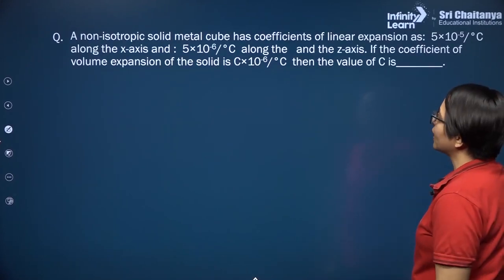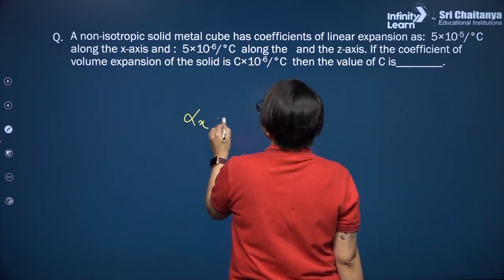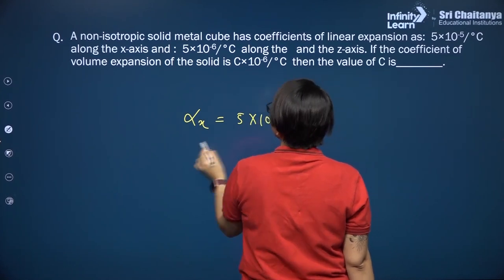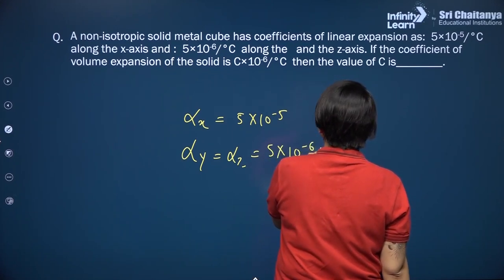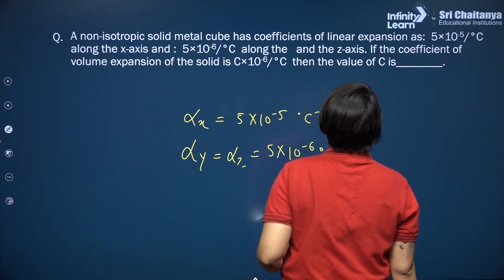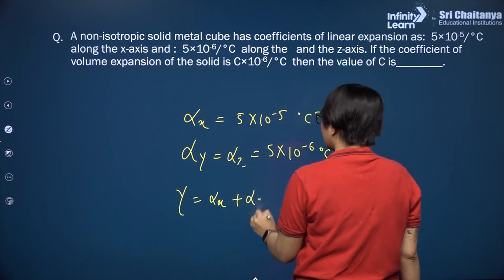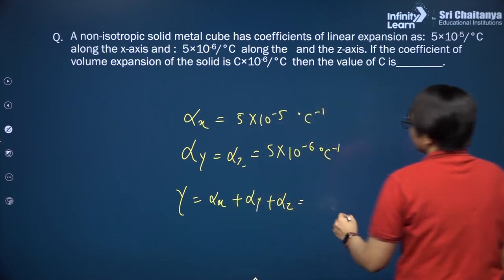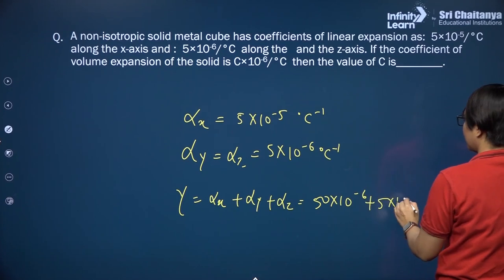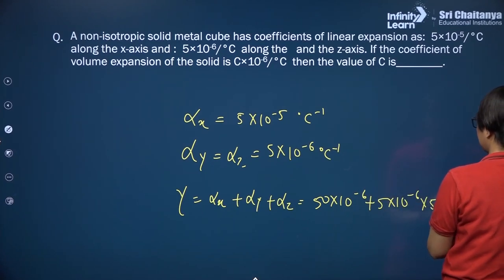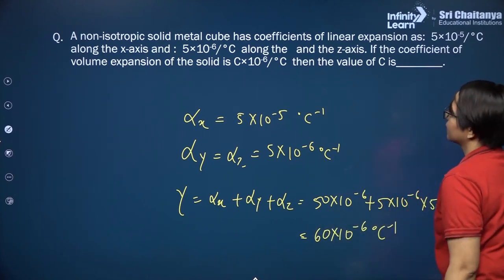Next is this one. A non-isotropic solid metal cube has coefficients of linear expansion as 5 into 10 power minus 5 per degree Celsius along Y and Z axis. It is 5 into 10 power minus 6 per degree Celsius. What is the value of gamma? Right, so gamma will be alpha x plus alpha y plus alpha z, so it will be 50 into 10 power minus 6 plus 5 into 10 power minus 6 plus 5 into 10 power minus 6, so it will be 60 into 10 power minus 6 per degree Celsius.